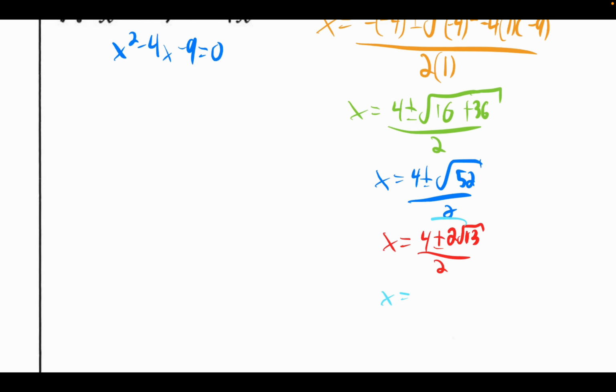we can't actually combine these, so there's no use separating them into positive and negative, but we can reduce by 2. And if 2 reduces into all of these, we can reduce it into each. We can divide each of them by 2 and get 2 plus or minus 1 square root of 13, which is square root of 13, all over 1, or just that. Moving on to number 8.